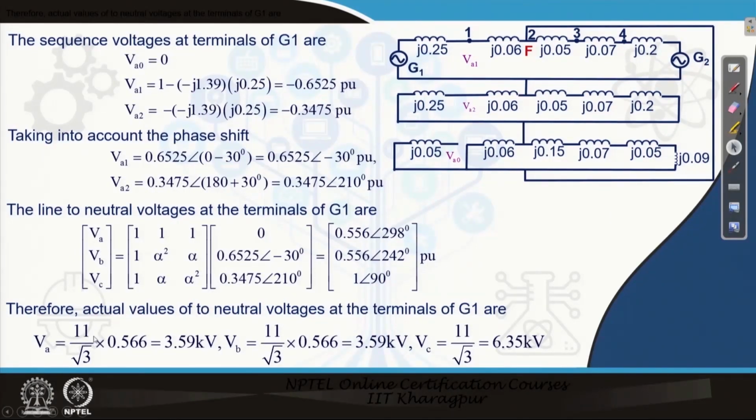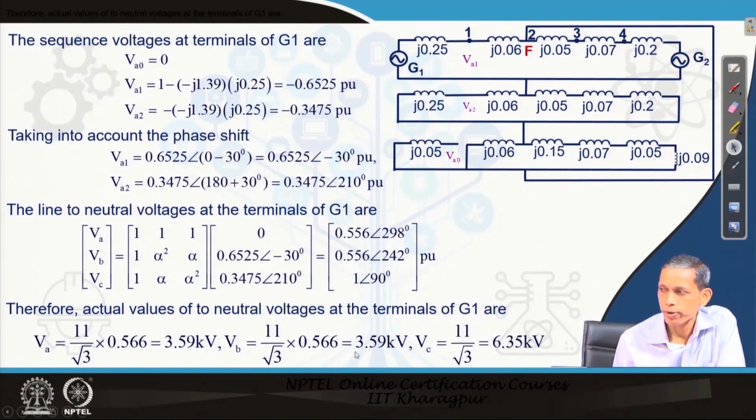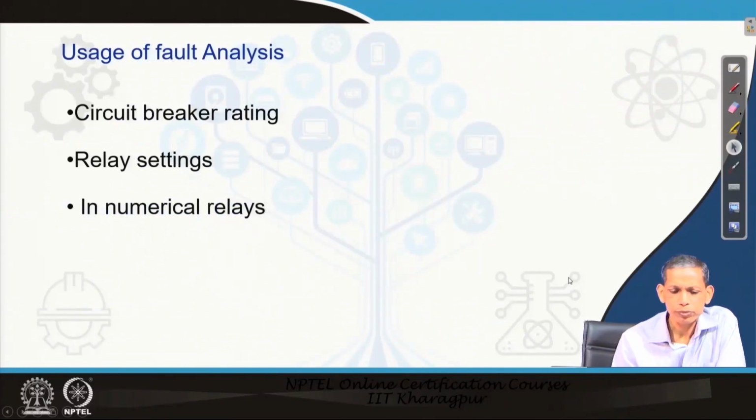And then finally, multiplying by the base voltage of 11 by root 3 kV, we got the A, B, C components for this system, and therefore we got 3.59 kV for the VA, 3.59 kV for the VB, and 6.35 kV for the phase C voltages.